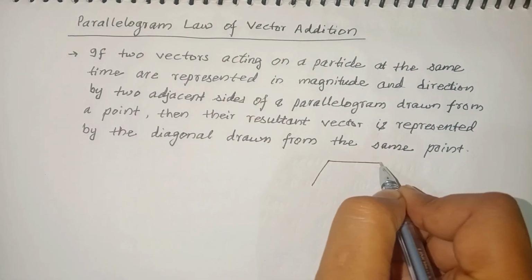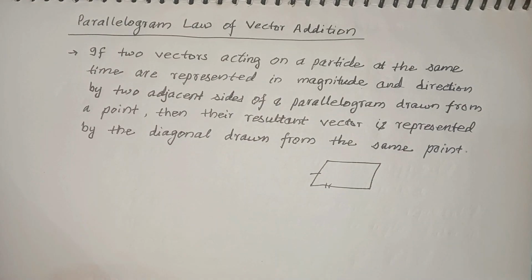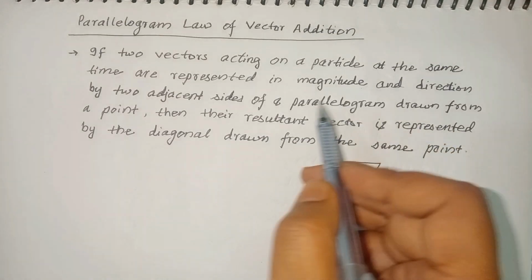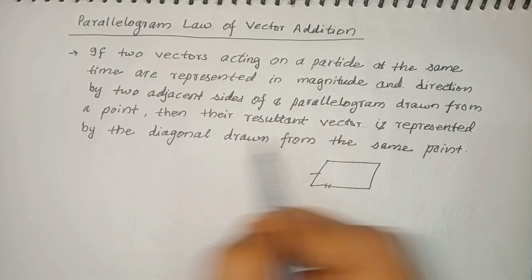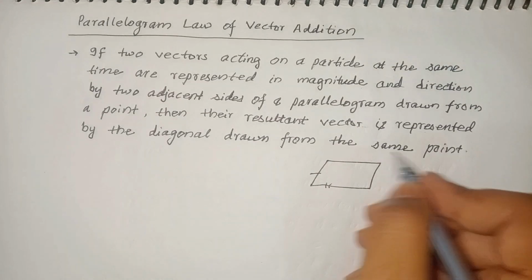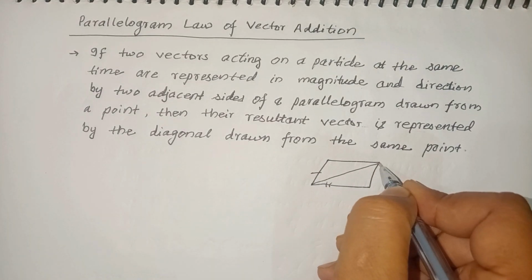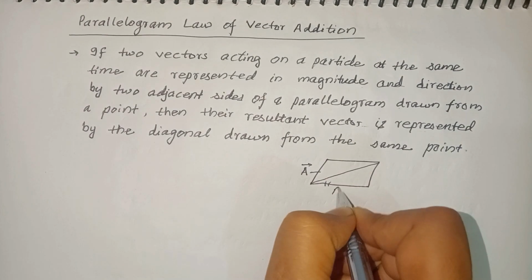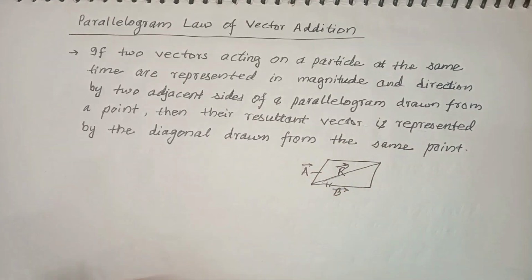If this is a parallelogram, these two sides will be adjacent sides, okay. If two vectors are represented by the adjacent sides of a parallelogram drawn from the point, then their resultant will be the diagonal from the same point. This is the point and this diagonal is the resultant. Suppose it is vector A and this is vector B, the diagonal will be the resultant vector, okay.